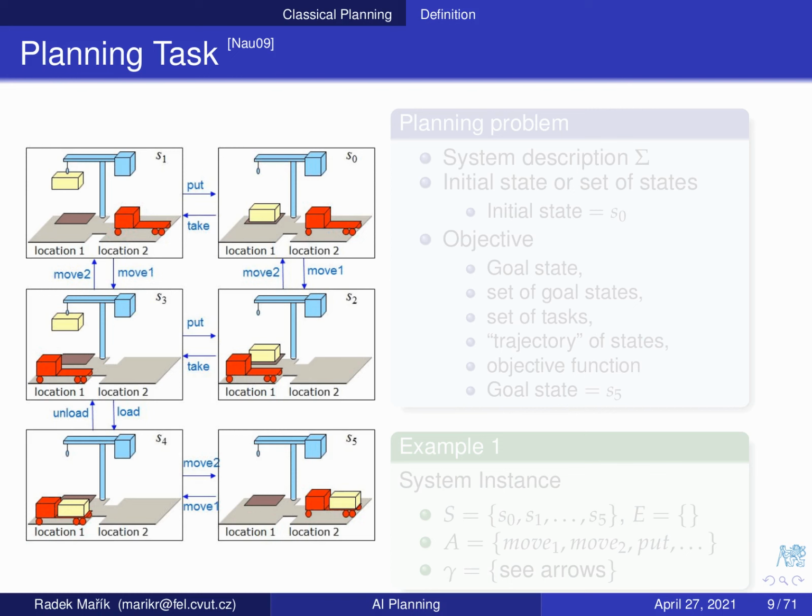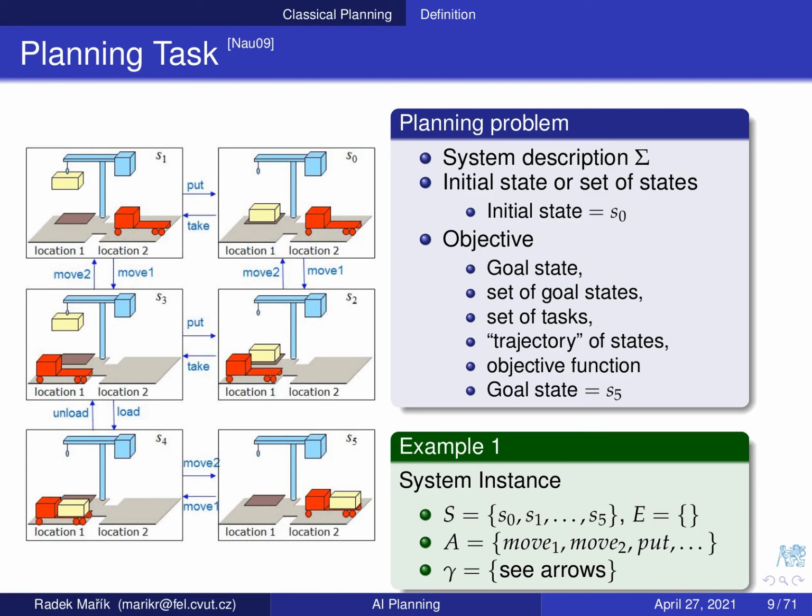This task can be described in an abstract way in the following way. Basically, we have a set of states. One of them is the initial state S0, for example, in this case, and it is this one. So this rectangle is the description of the state, and you have actions put, make, move one, move two, and so on, that describe how a given state is transformed into another state.